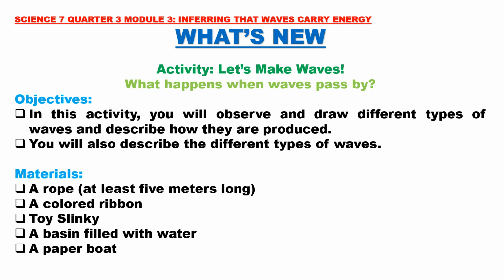So, another activity is to be done. The title is Let's Make Waves. What happens when waves pass by? So, objectives. In this activity, you will observe and draw different types of waves and describe how they are produced. You will also describe the different types of waves.